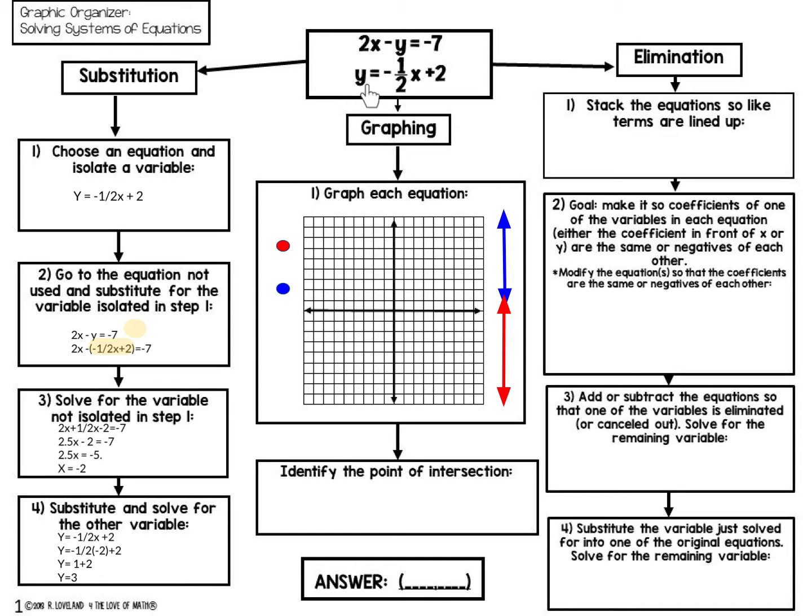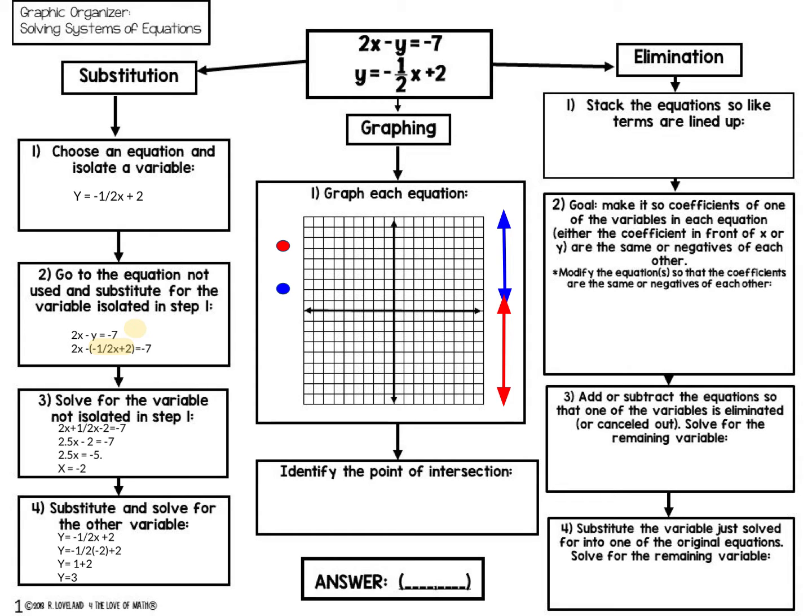I'm actually going to plug it into the second equation because I already have y over here by itself. So I wrote the second equation. Instead of x now, notice I changed it to -2. So now I'm going to use my order of operations. A negative times a negative is a positive. 1/2 times 2 is 1. 1 plus 2 is 3. Done. My y is 3.